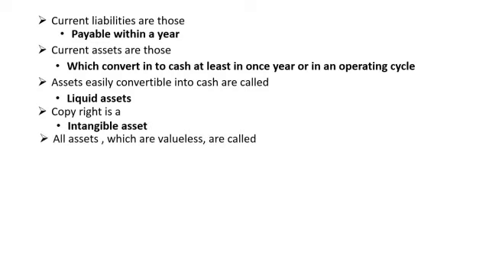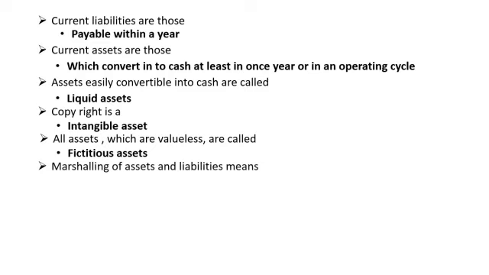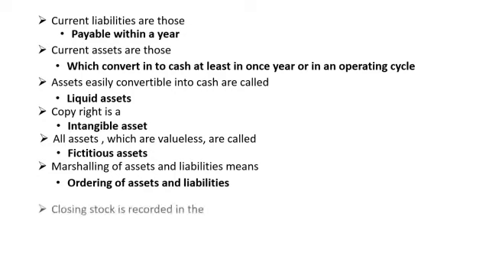All assets which are valueless are called fictitious assets. Marshalling of assets and liabilities means ordering of assets and liabilities.